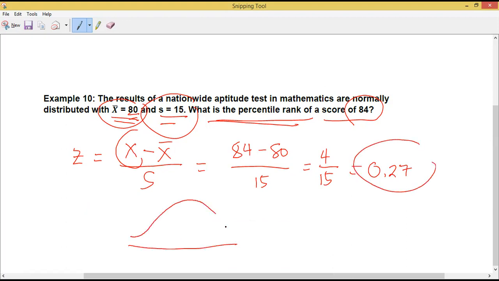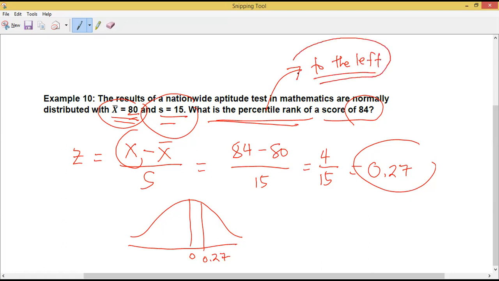Let's sketch the curve. This is 0. Let's imagine this is 0.27. If you say percentile, it's always to the left. Why? Because you say you are better than that percentage of the test takers. So we'll always go to the left. Remember, it passes by 0. And 0 to the negative side is 0.5000, while 0 to 0.27 is 0.1064.